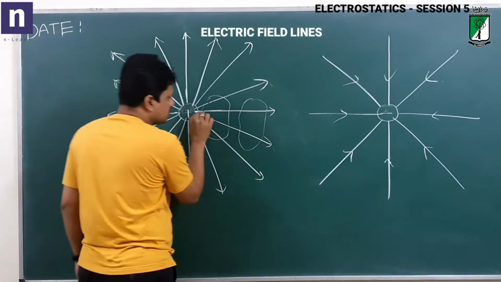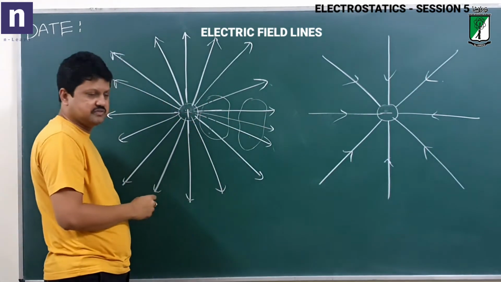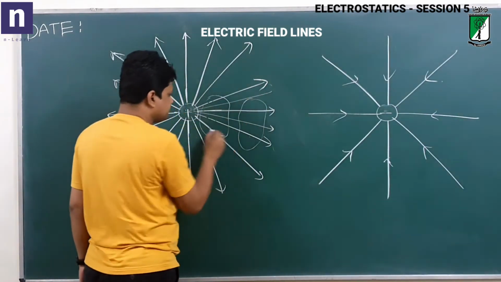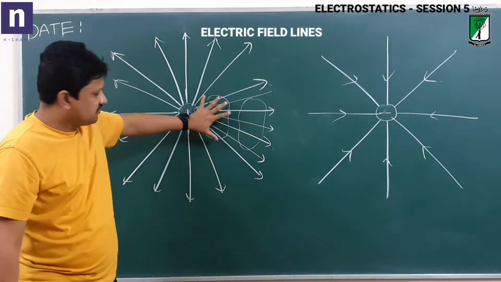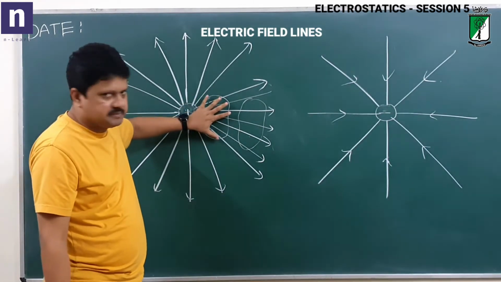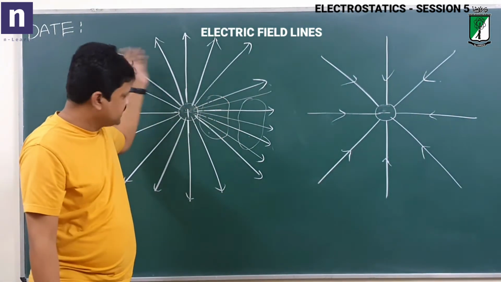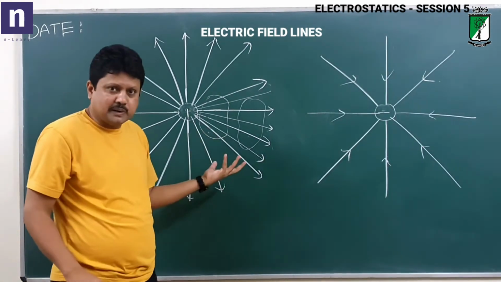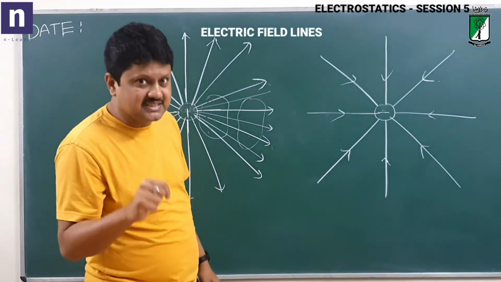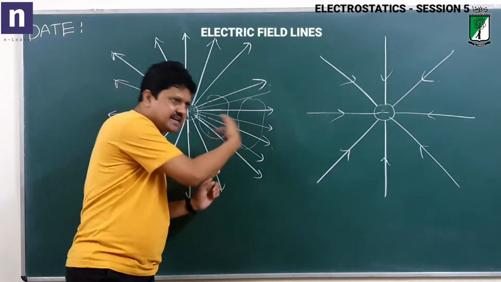Even if you draw one more field line in between, it is going to increase here as well as here. Thereby, automatically you will find that close to the charge, density remains more, irrespective of how many lines you draw. So it is not the number of field lines which matter, it is the number of field lines passing through a unit area which matters.